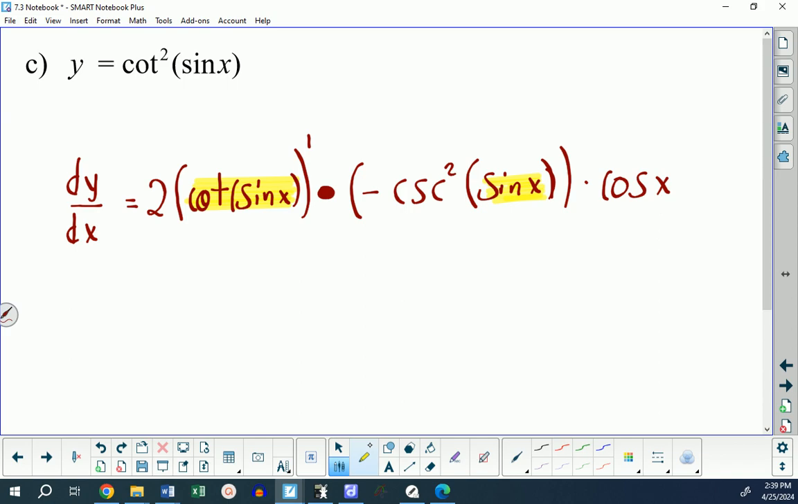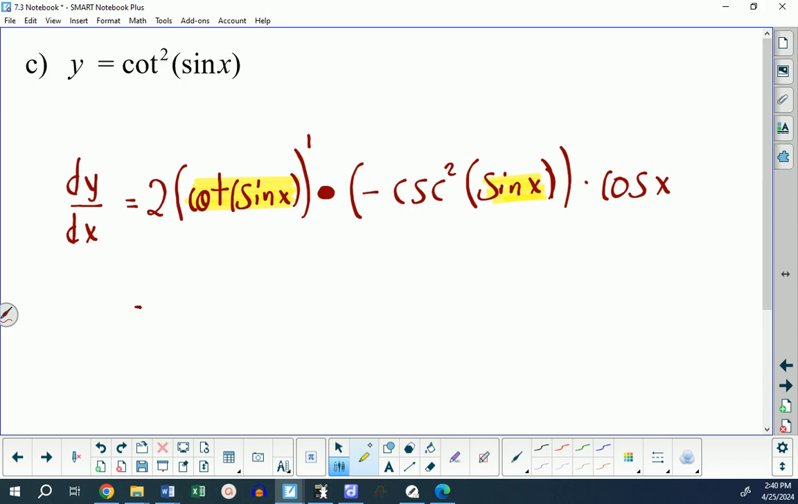I wrap the 2 around cotangent of sine of x, which stays the same, drop 1 from the exponent, multiply by the derivative of cotangent of sine of x. The derivative of cotangent of sine of x is negative cosecant squared of sine of x. Then I have to multiply by the derivative of sine of x, which gives me a cos of x. Then I have to multiply by the derivative of x. That's it, we're done. I don't know how you want to order these things.